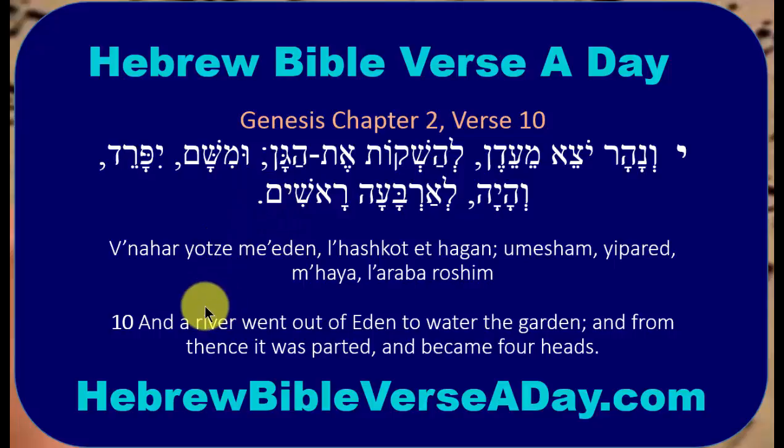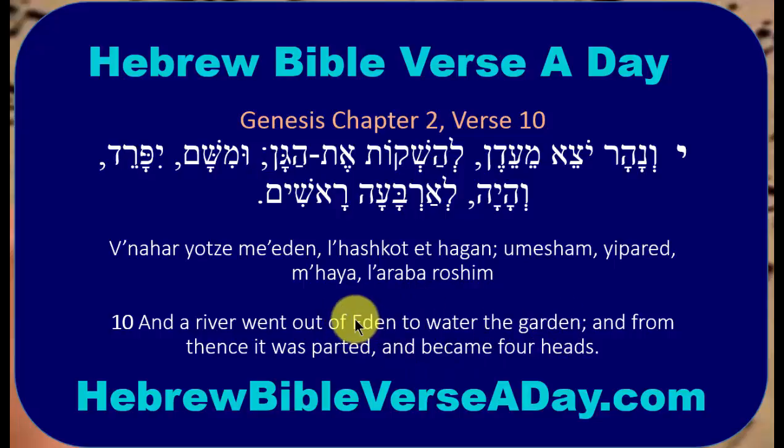Pretty interesting verse. Let's read the English so that you can understand more of what's going on. And the river went out of Eden to water the garden, and from thence it was parted and became 4 heads. So what seems to be happening is that water came from Eden to water the garden, and from there it was parted and became like 4 rivers or 4 seas. And why it's differentiating from the garden and actual Eden is the name of the place, and Gan Eden is the garden in Eden.